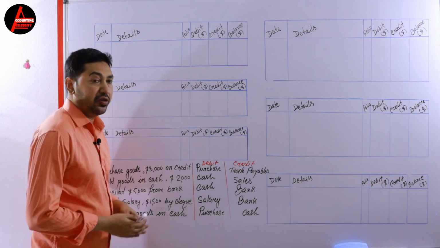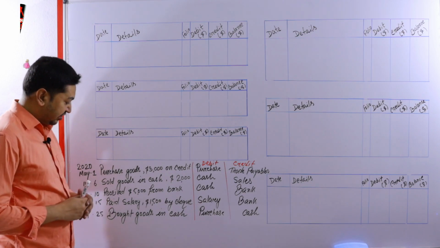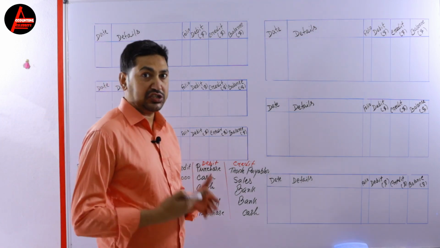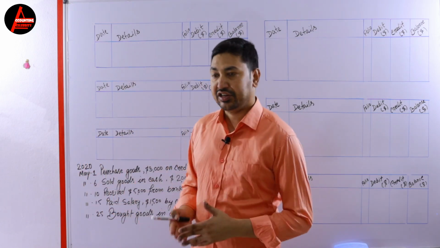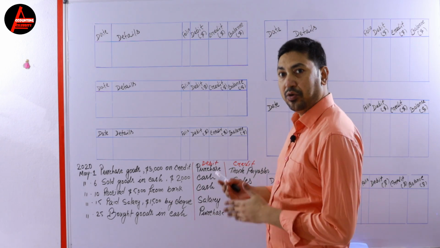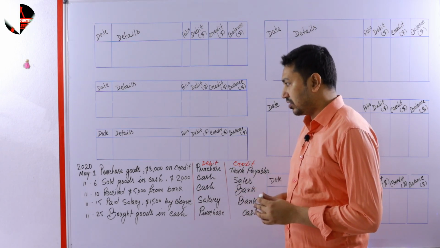Okay, look here. We have 5 transactions. From these transactions, you need to prepare these ledgers. First of all, from these transactions, you have to make double entries. So let us see the first one.